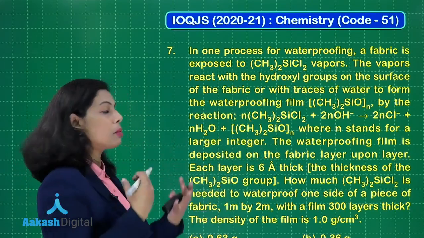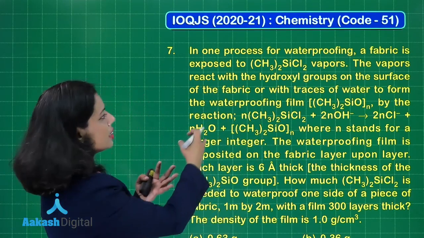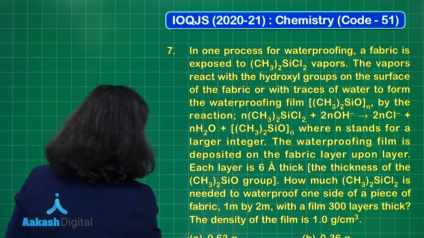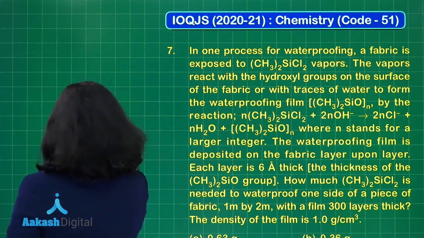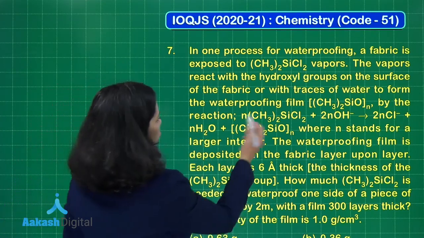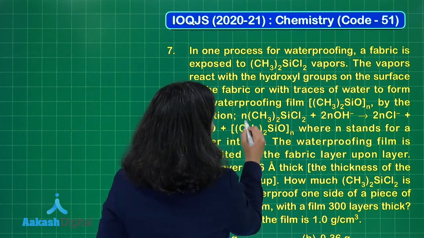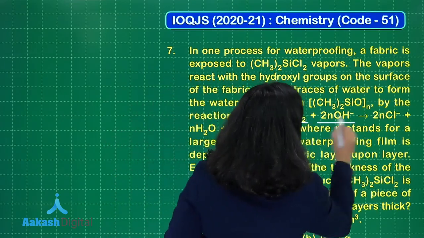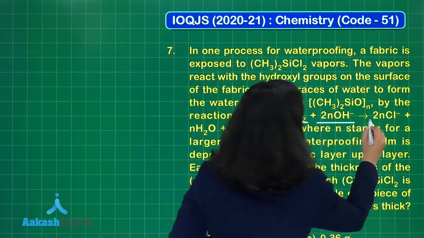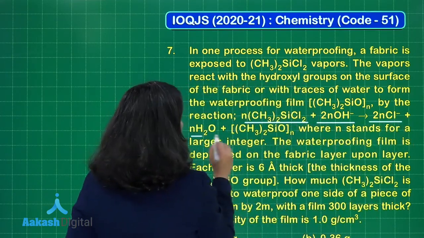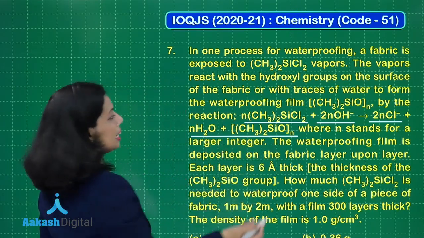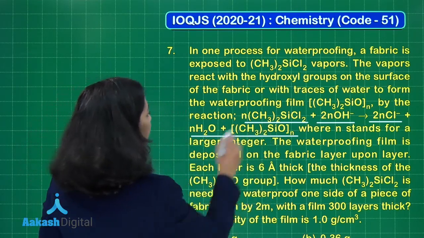Now, what is the chemistry behind that? The chemistry is given with the help of this chemical reaction. Have a look at it. I'm just going to underline this so that it can be visualized. See, here you have dimethyl silicon chloride. It's reacting with OH minus ion and there is the formation of chloride ion, water, and further the substance that is dimethyl silicon oxide.